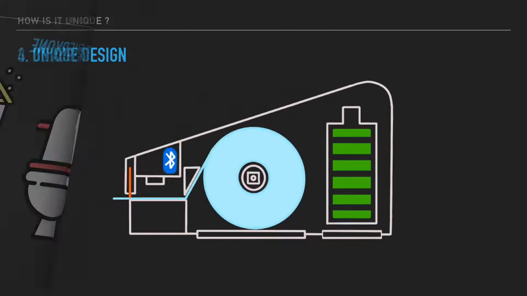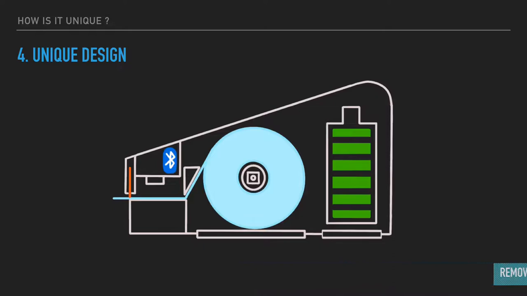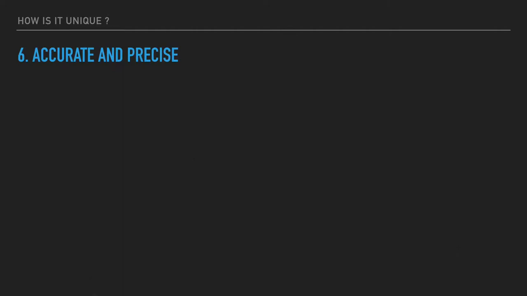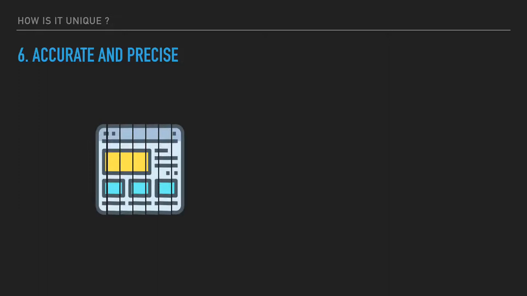The fourth one is our unique design. Our design will remove all the barriers that prevent you from using our product. Moreover, fast data sending via Bluetooth is provided as the fifth unique feature of our product. For the urine test strips, the color appearance that is shown will be converted to a numerical value with an accurate and precise value by the colorimeter.